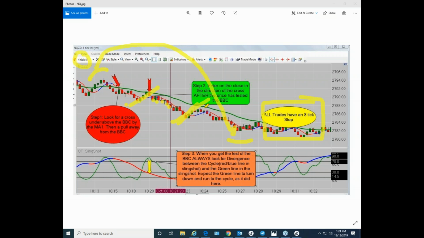So again, we're not picking tops and bottoms here. You're taking a piece out of the middle. And the cycle is telling you, hey, this is the wind, and the wind's at our back.